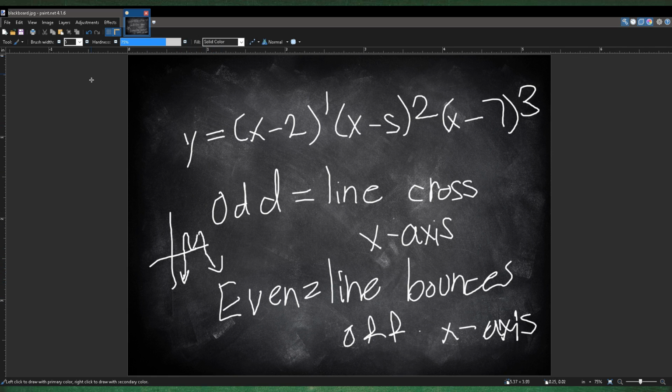This is not the correct graph for this, but let's take, for example, this. Let's say this point right here is 2. Since it has an odd power, the line is going to cross the x-axis, and since x minus 7 to the power 3 is also odd, right here, it's also going to cross the x-axis. But you see x equals 5 right here, it bounces off the x-axis. So that's what it means when it says the line bounces off the x-axis if it has an even multiplicity. So that's basically the graph for multiplicity.